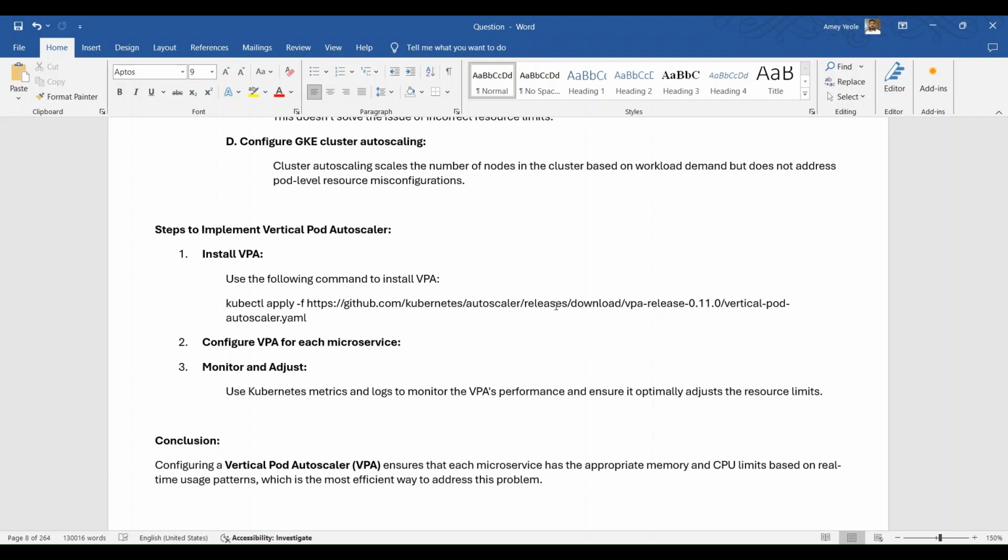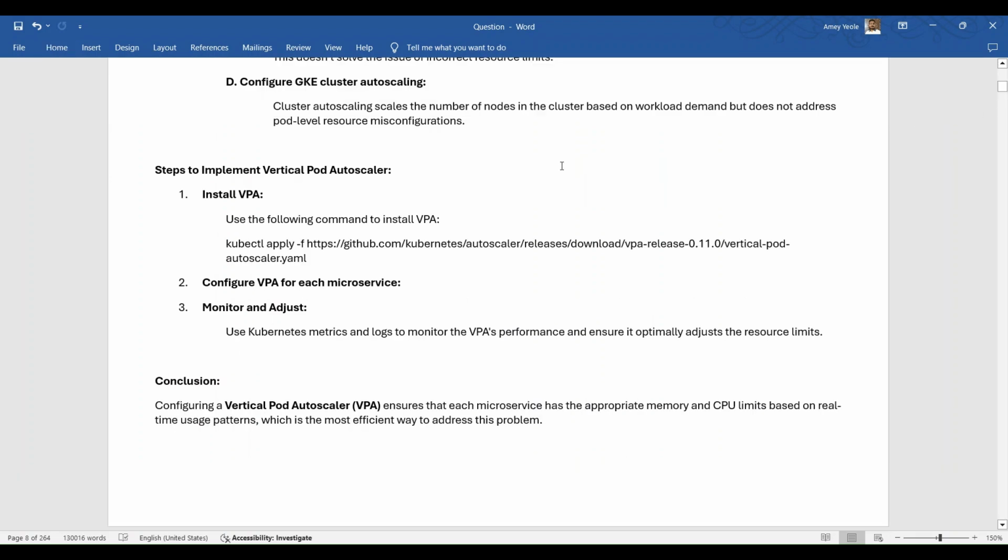resource limits. Conclusion. Configuring a vertical pod autoscaler, VPA, ensures that each microservice has the appropriate memory and CPU limits based on real-time usage patterns, which is the most efficient way to address this problem.